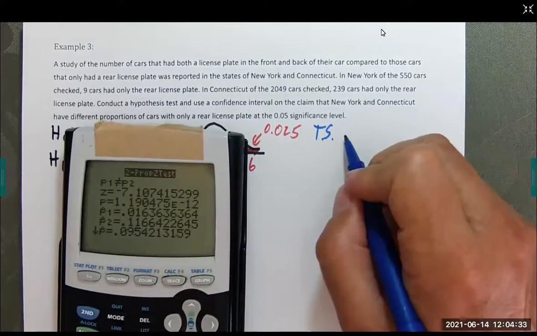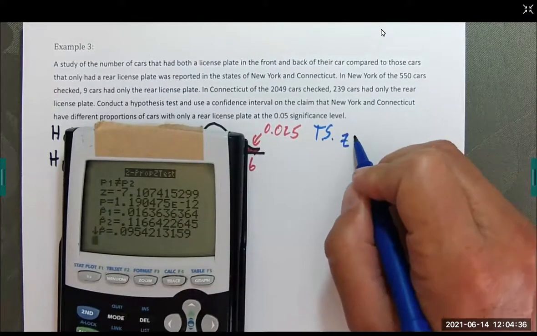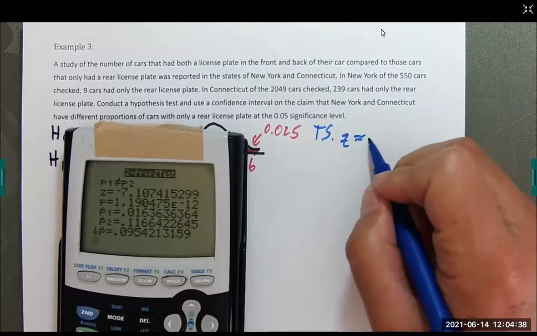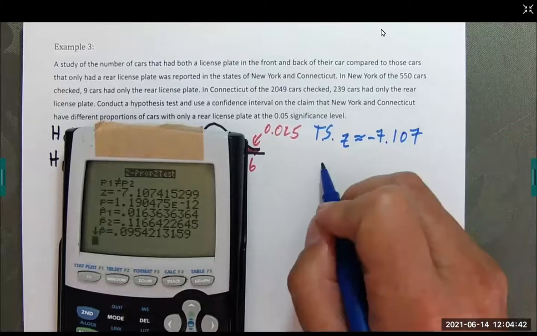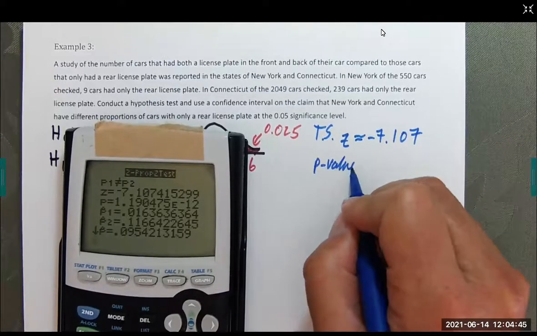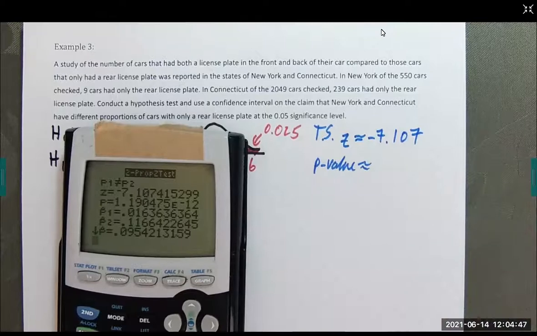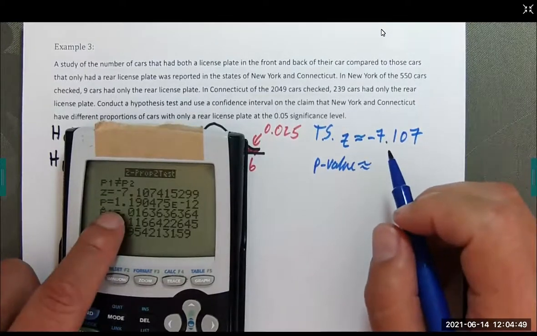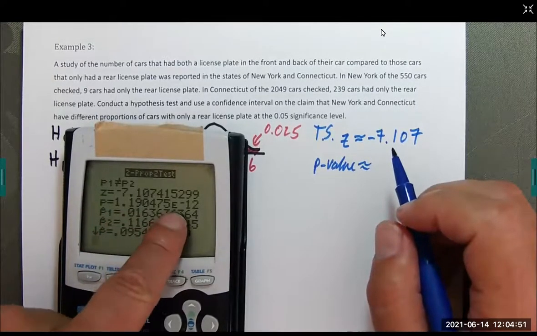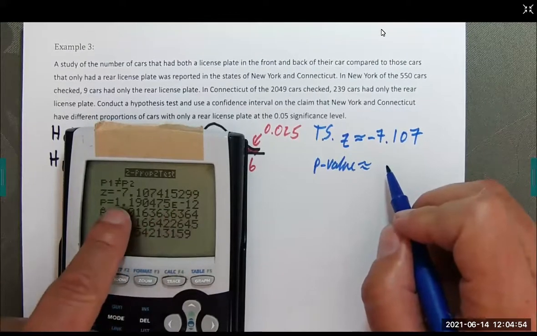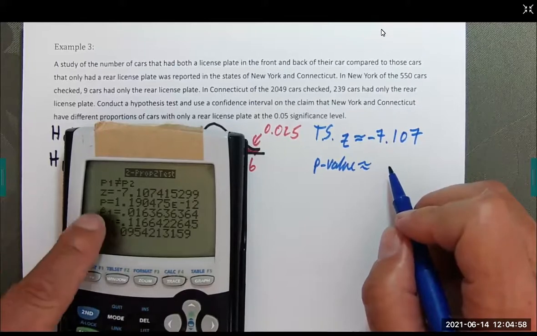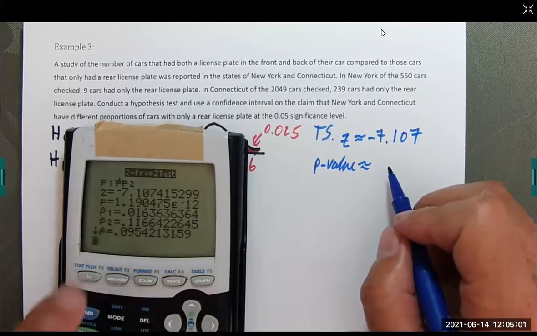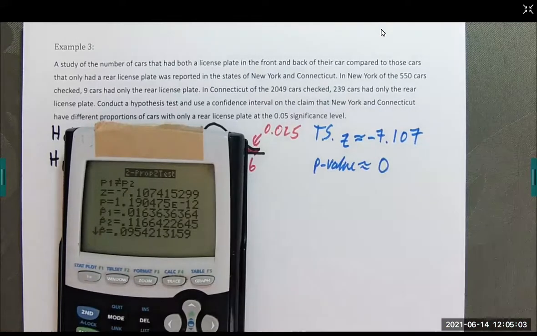Looks like Z is negative 7.107. Ooh, that's not good. The p-value is, ooh, now it looks like 1.19, but it's actually times 10 to the negative 12th power. That means I have to move that decimal this way 12 places. So that means there are 11 zeros in front of that 1, and then a 1, and so on. So that's basically 0, which tells us to reject the null.